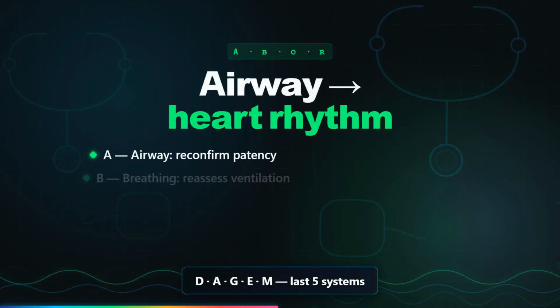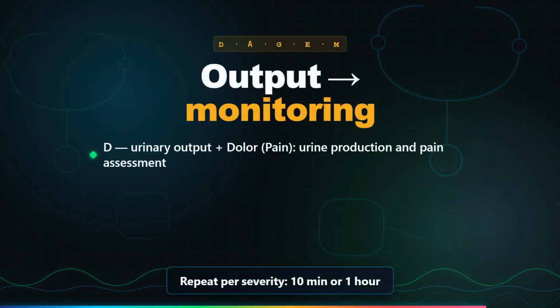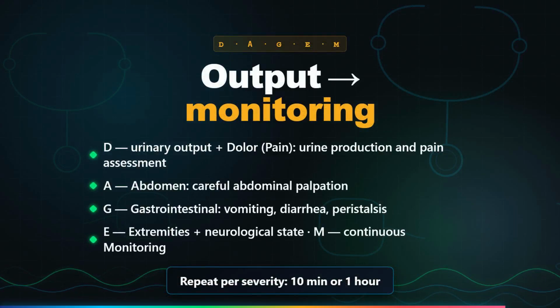D. Urinary output and pain. Check urine production and assess pain. A. Abdomen. Careful abdominal palpation. G. Gastrointestinal. Check vomiting, diarrhea, peristalsis. E. Extremities and neurological state. Examine limbs and consciousness. M. Continuous monitoring. Ensure recording of all parameters. This sequence must be repeated periodically according to severity, every 10 minutes in critical patients, every hour in stable, serious patients.